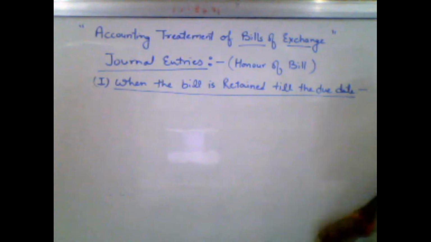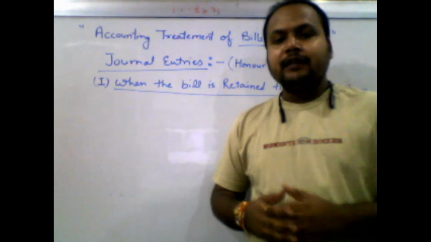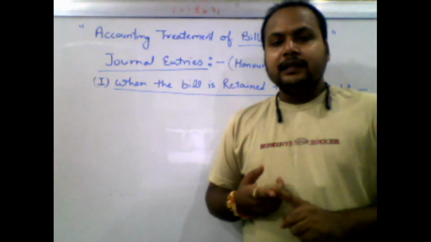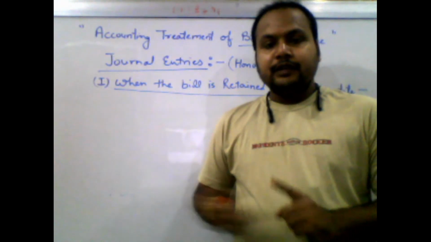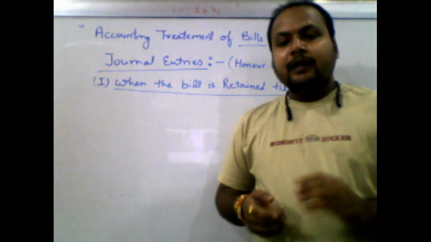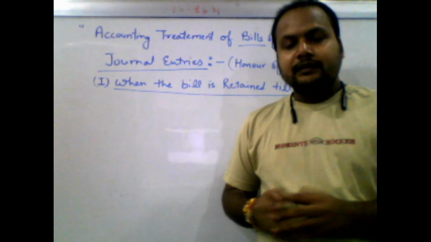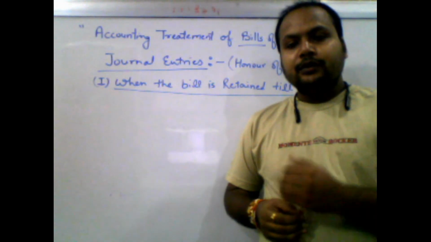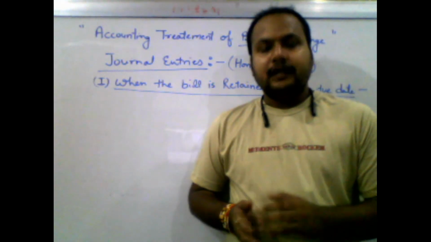In the last video, we saw that a lot of options are available to the holder of the bill. The first option is when the bill is retained by the drawer till the maturity date. Number two, when drawer discounts the bill from the bank. Number three, when drawer endorses the bill to the endorsee. And number four, when drawer sends the bill to bank for collection.